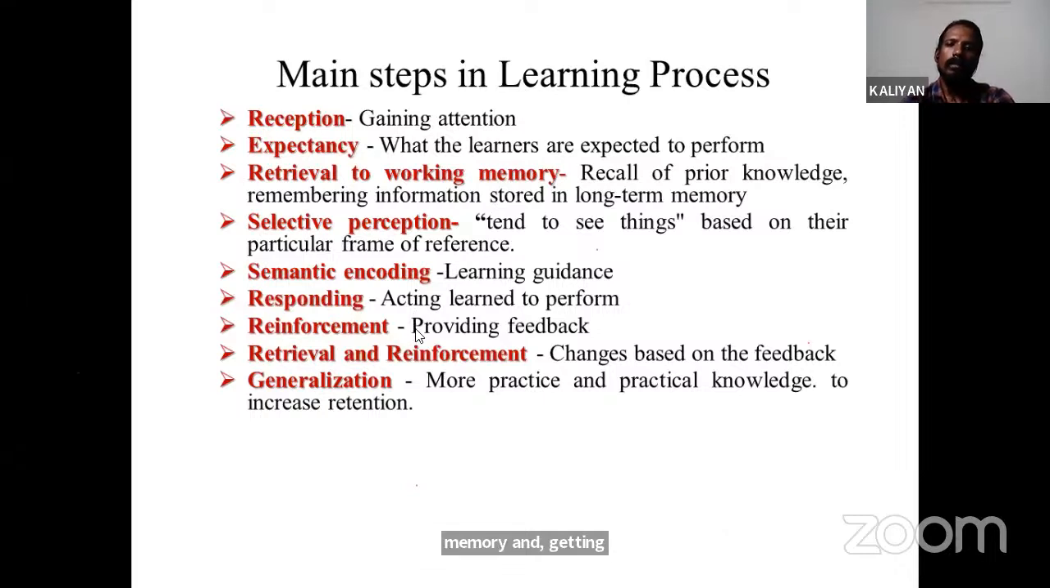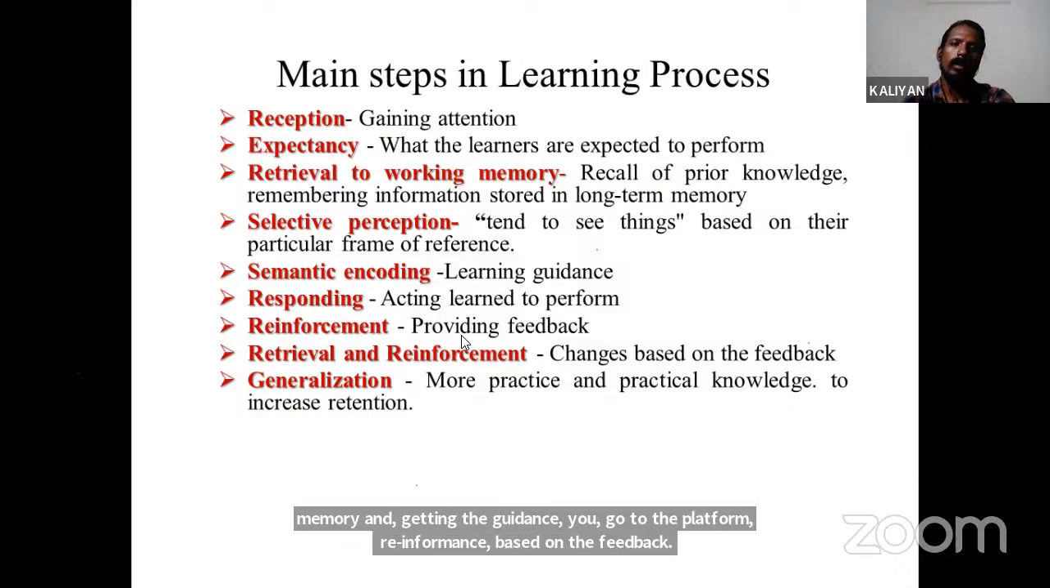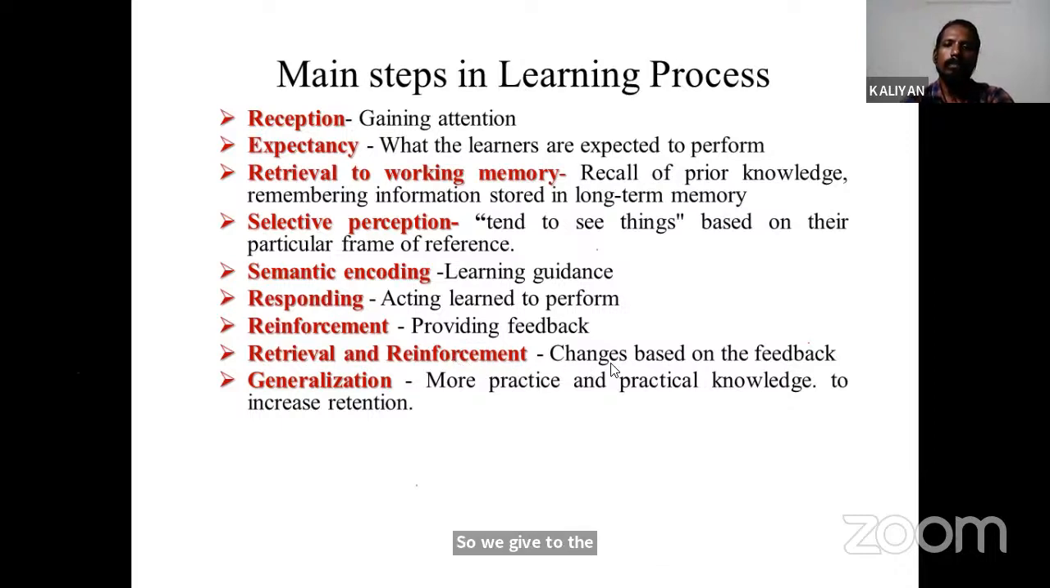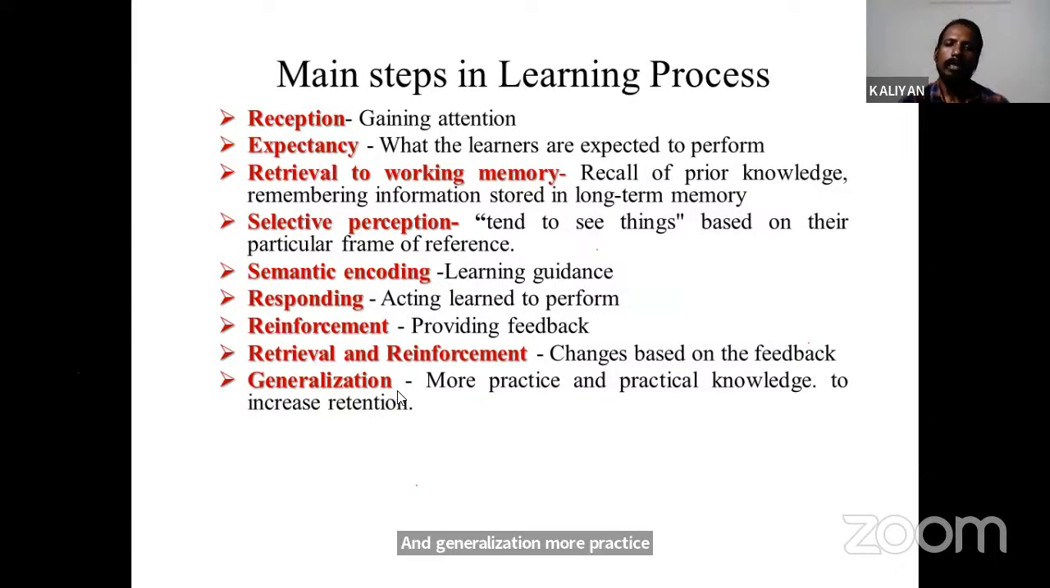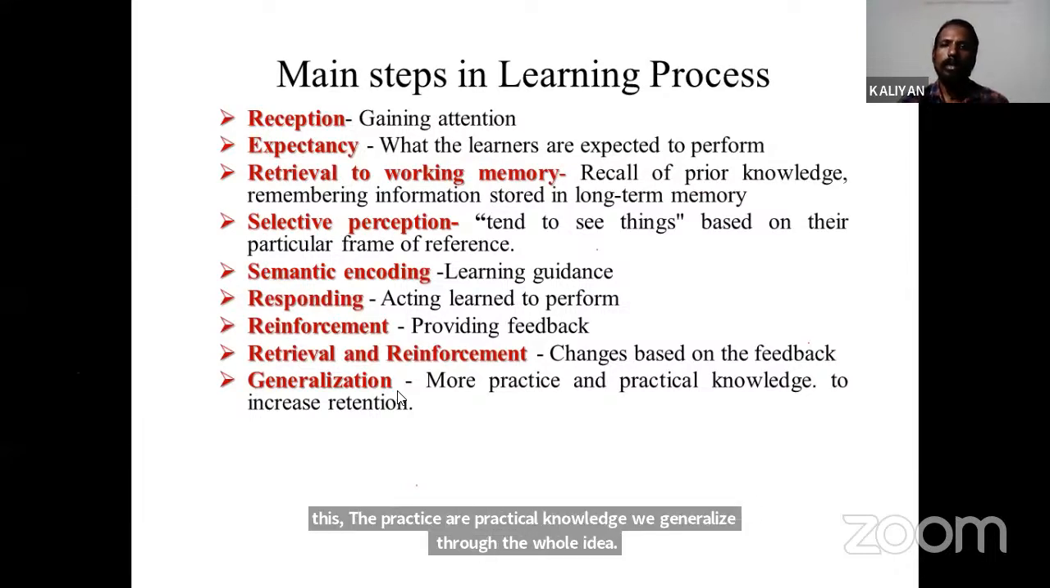Reinforcement: based on the feedback, we give reinforcement. Reinforcement changes based on the feedback. So next is giving the feedback. Based on the feedback, we need to change our behavior. And generalization: more practice and practical knowledge to increase retention. In generalization, the practice or practical knowledge we generalize through the whole idea. So these are the main steps in the learning process.